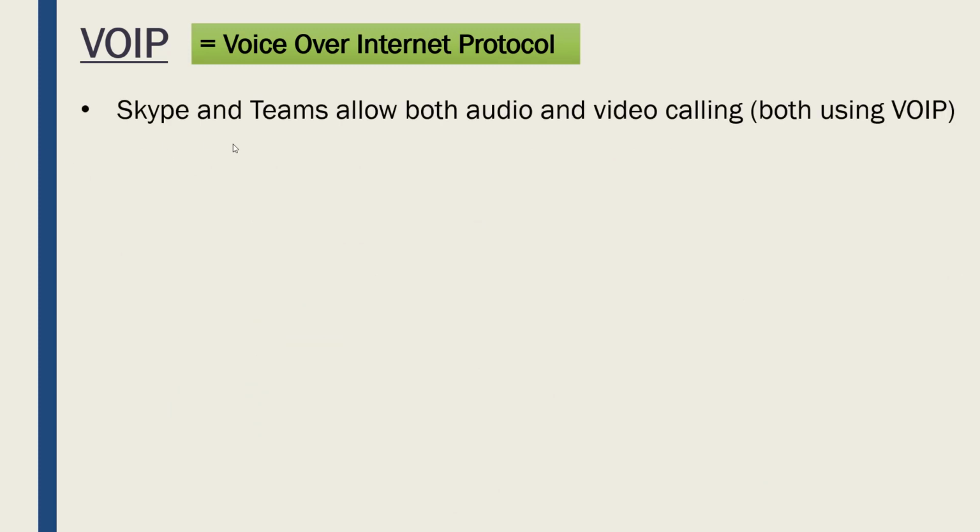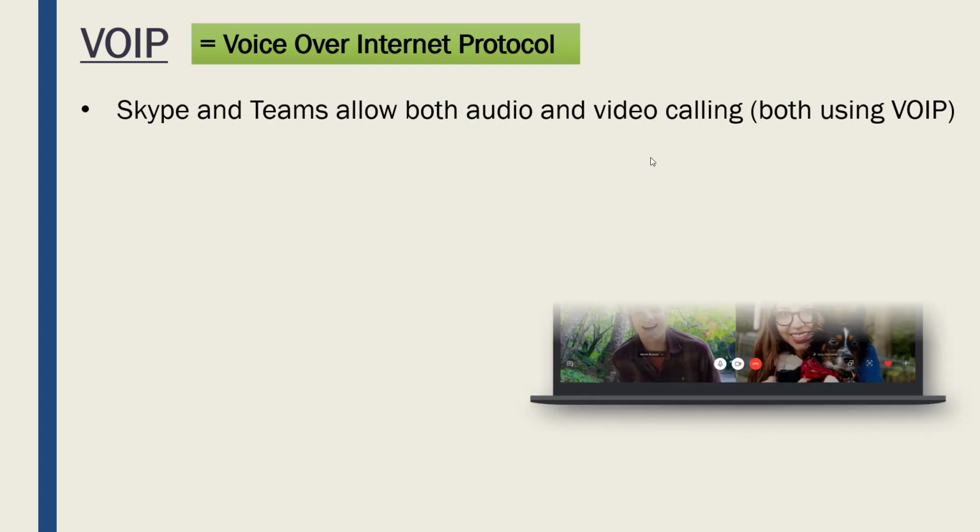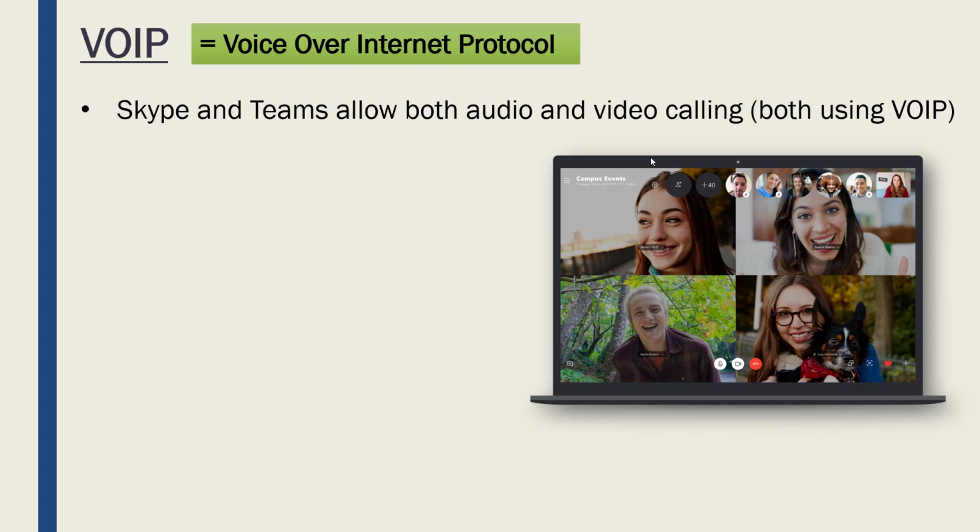So Skype and Teams, or going back a few years to Lync, allow you to use both audio and video calling. So an audio call is just a normal phone call, right? But in this case, over the internet. And video calling, the video component is not necessarily VoIP. The audio is, but they both use VoIP behind the scenes to an extent. This is Skype, I believe. Different people calling. This is quite a large call, a conference call really. But it's a video call with audio behind the scenes using VoIP.